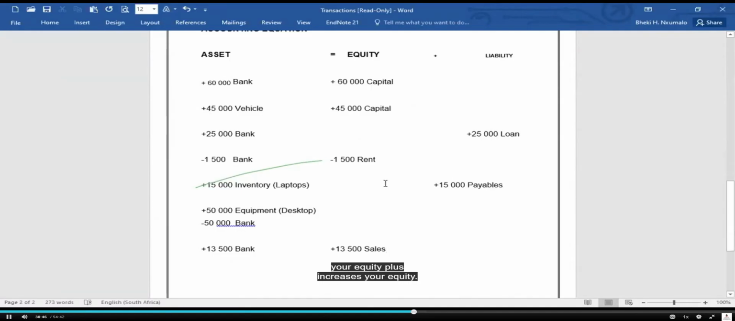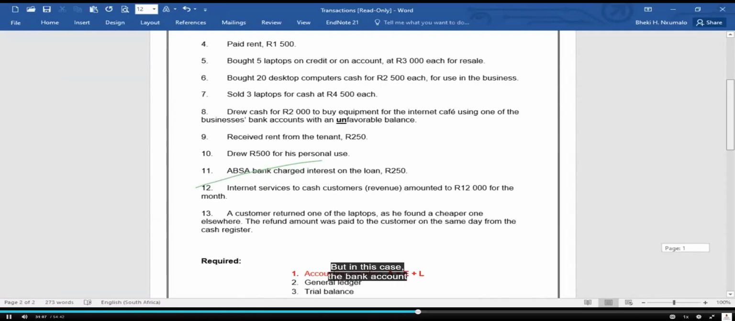So that was transaction number 7. Number 8, I love this one. He drew up cash for 2,000 rand to buy equipment for the internet cafe using one of the business bank accounts. But in this case, the bank account is not favorable. It's unfavorable. In other words, he is using not his money, but the bank overdraft. Always, a bank overdraft is a current debt, it's a short-term debt.